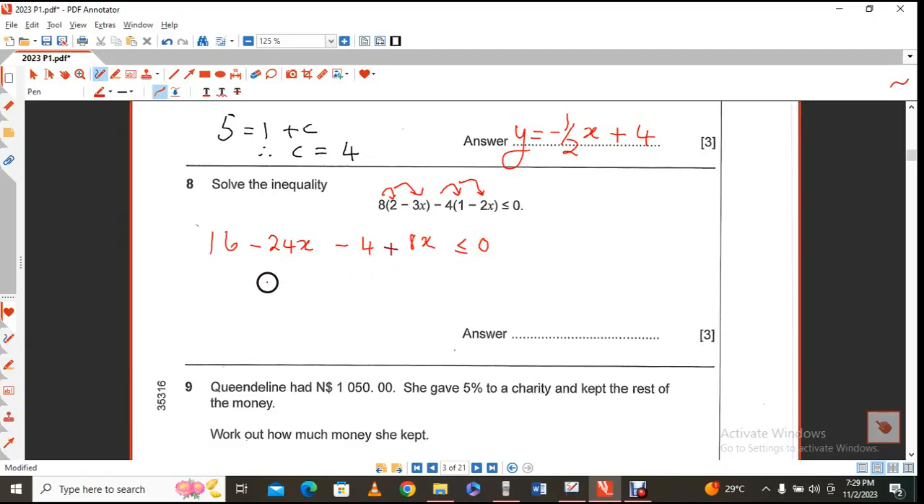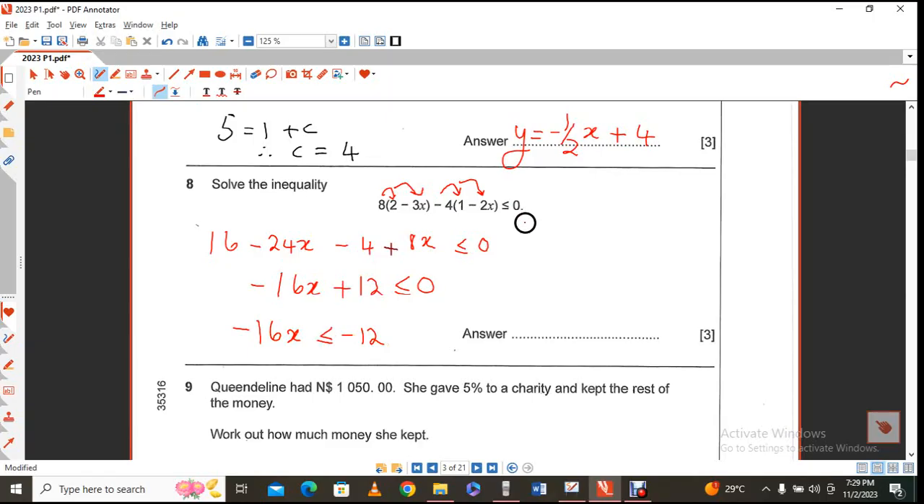So let's clean this up. When we have the numbers here, we have -24 plus 8x, that gives us -16x. 16 minus 4, that's going to give you 12, less than or equal to 0. At the end of the day, -16x less than or equal to -12.